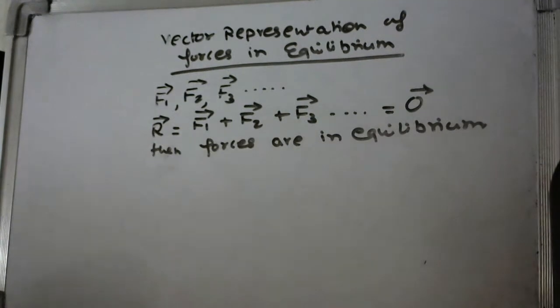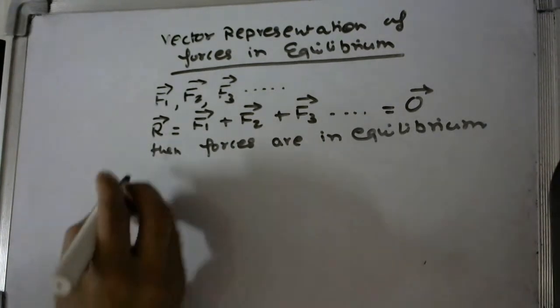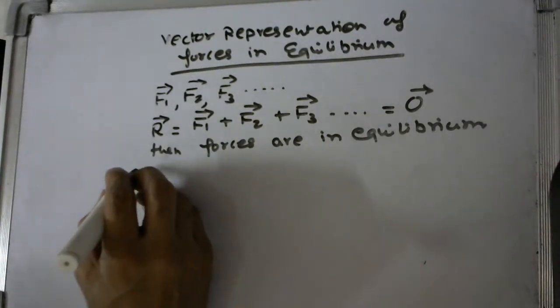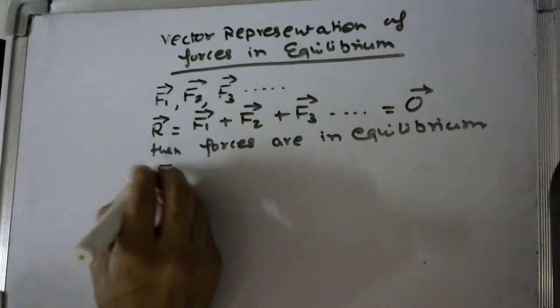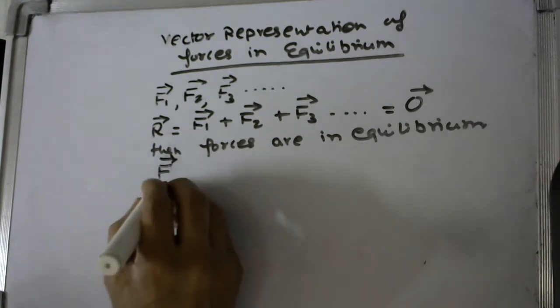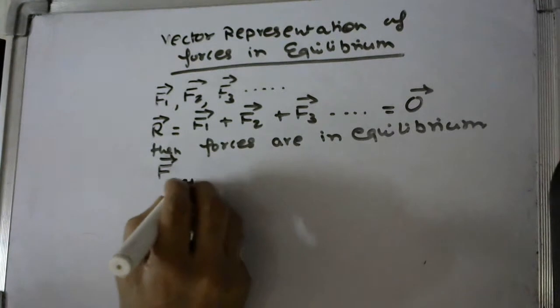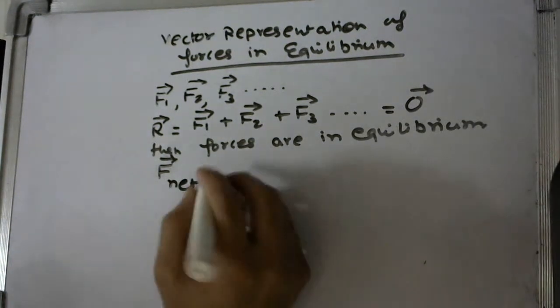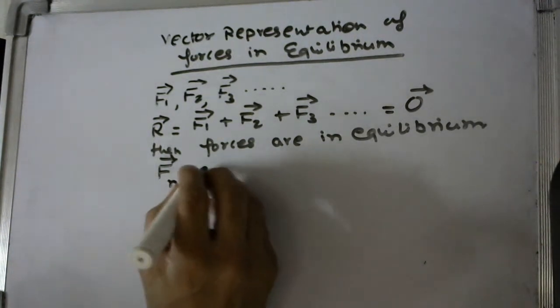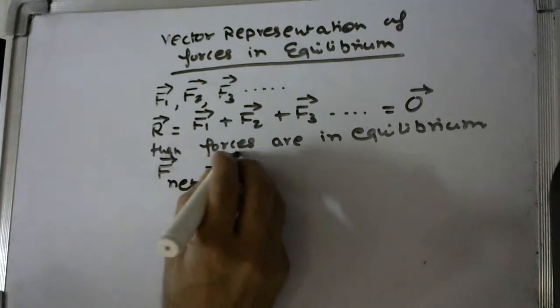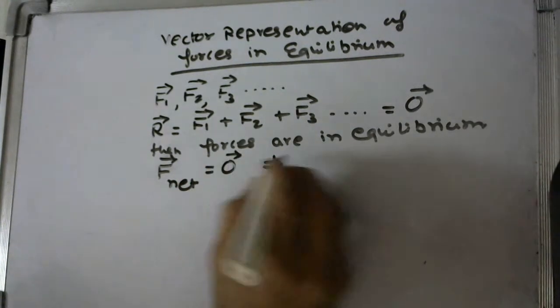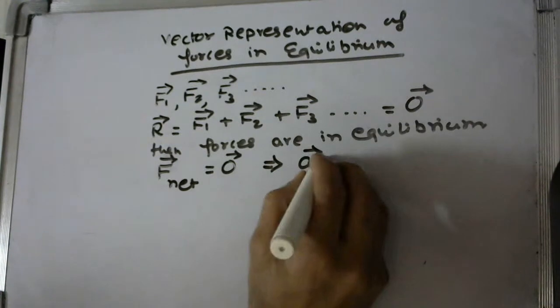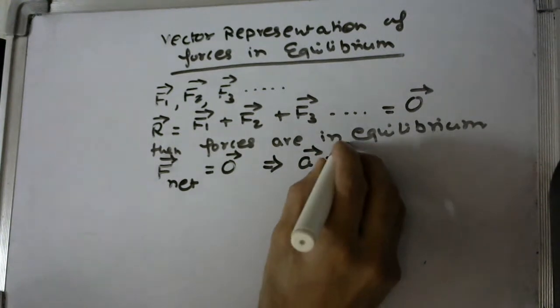If a number of forces acting on a particle are in equilibrium, then the acceleration of the particle will be zero, which follows from Newton's second law of motion. If the net force acting on a particle is zero, it implies the acceleration of the particle will be zero.